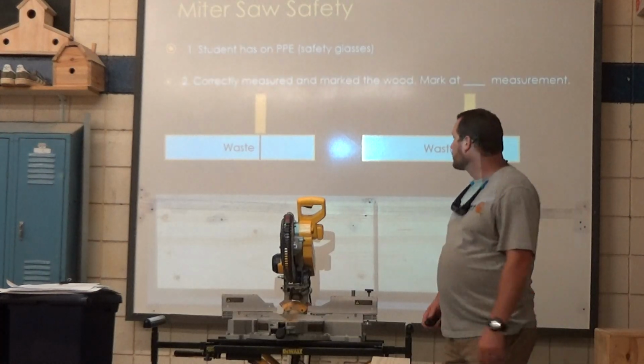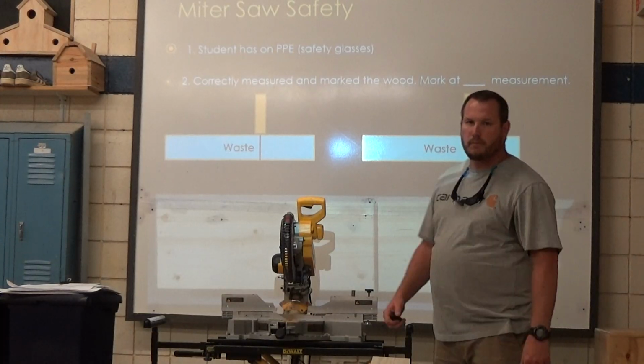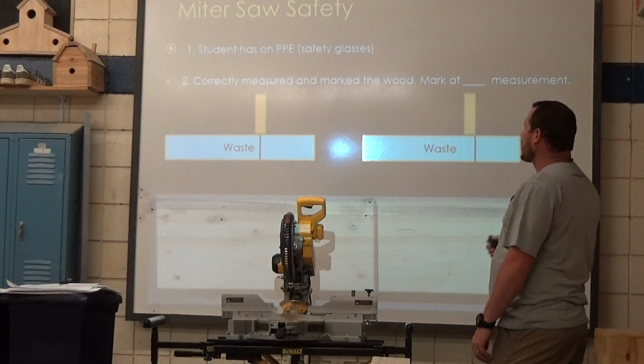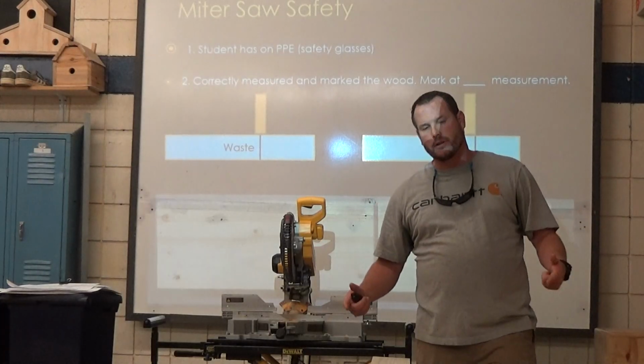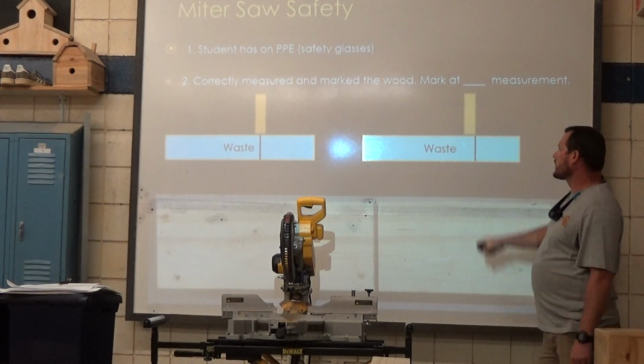Correctly measure the wood and mark it, whatever measurement you got. If you're going to mark your wood, you're going to correctly measure it out to whatever length you want first, and then mark the wood. And we just talked about cutting on the waste side of the line.